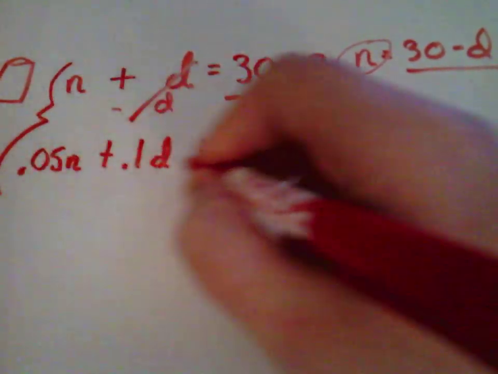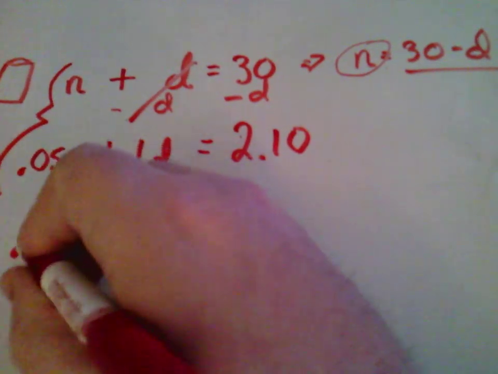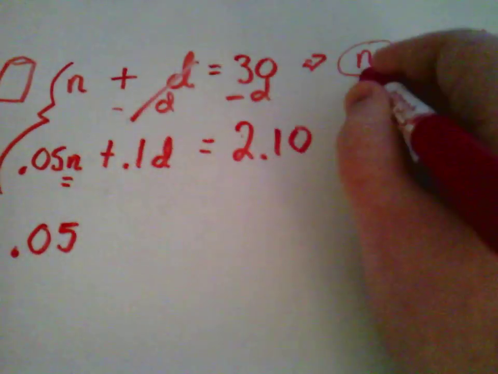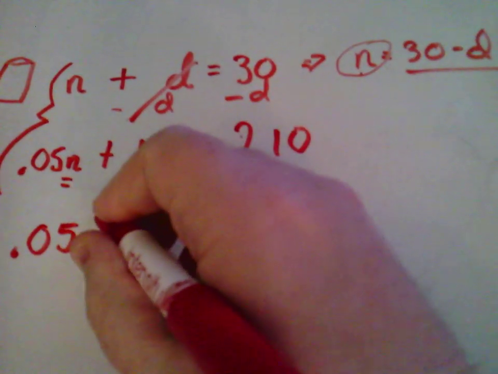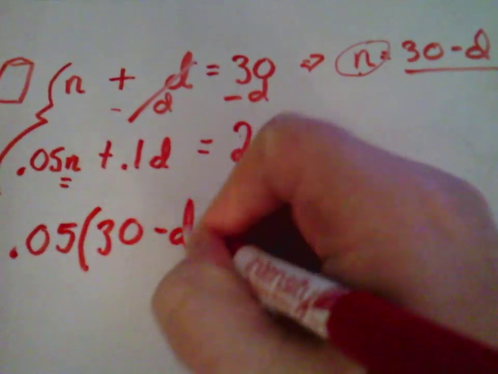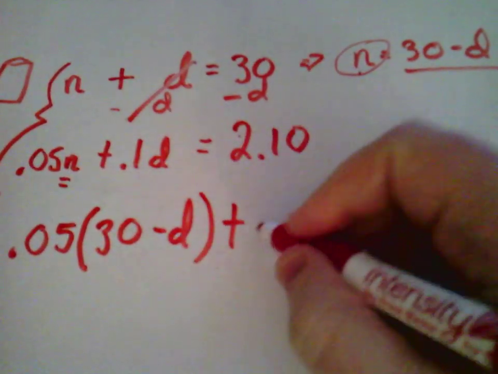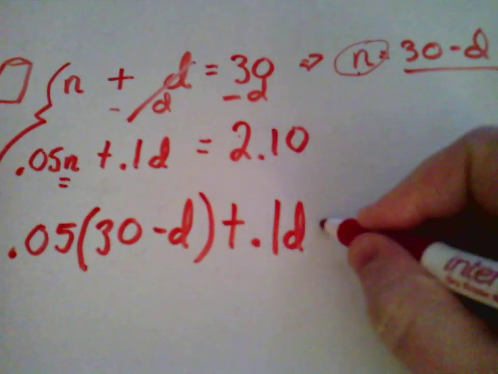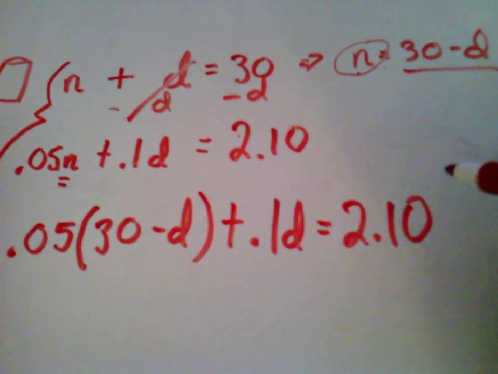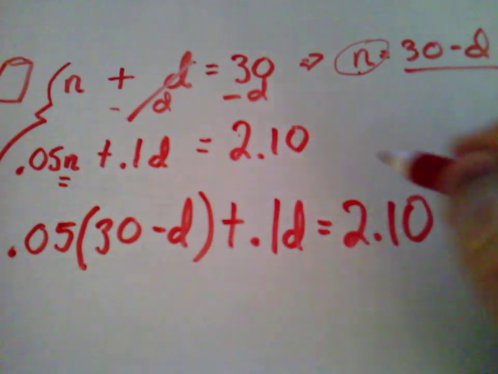So down here in the second equation, let's try taking 0.05. And since we have what N is equal to, it's equal to 30 minus D, let's substitute in 30 minus D for N. Now, rewriting the rest of the equation, 0.1D equals 2.10. What do we have now? Now we have an equation that we can solve for D.